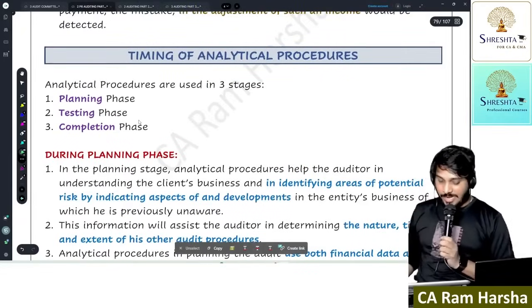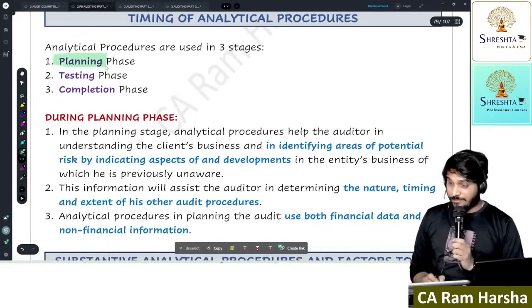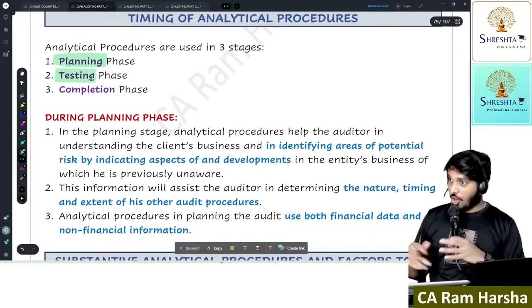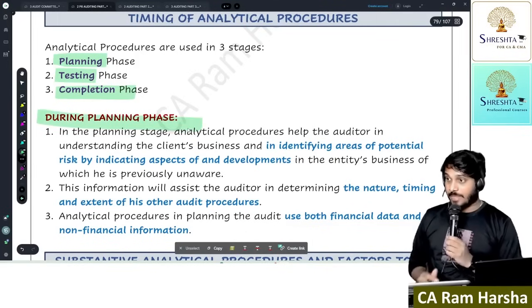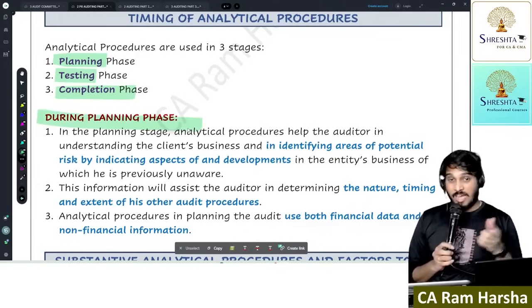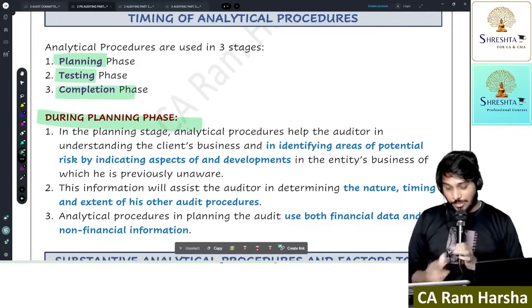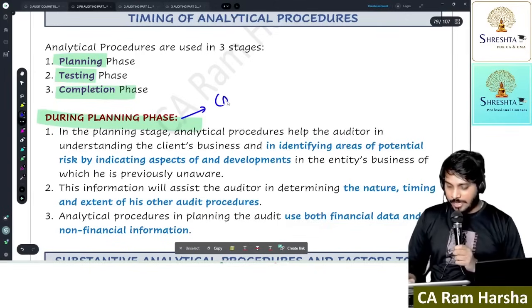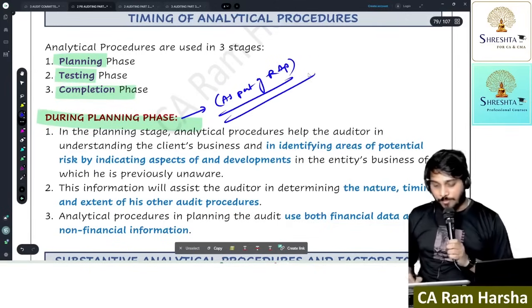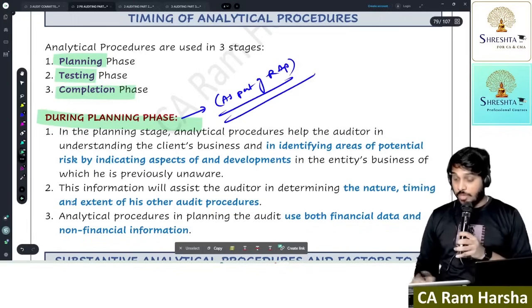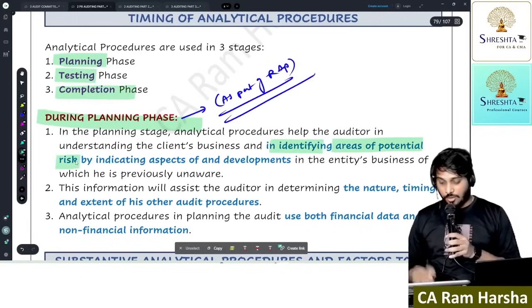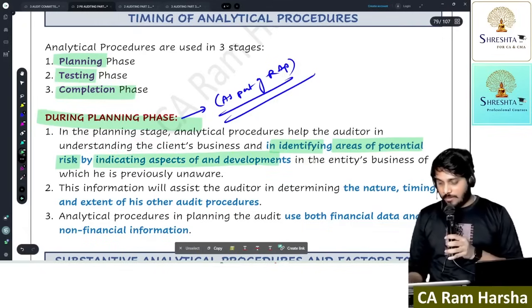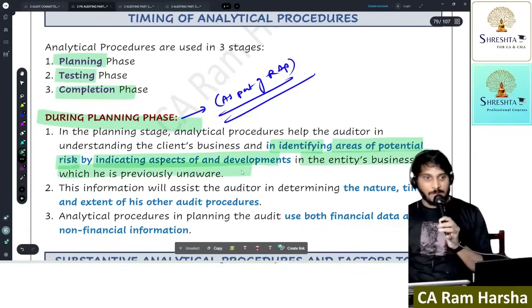Now, when we do analytical procedure, we may do it at the planning phase, we may do it while doing the audit, that is called the testing phase, or we may do it at the completion phase. Mainly at the planning stage, we do analytical procedure as part of risk assessment procedure. Yes or no? Why do I do it at the planning stage? We want to identify areas of potential risk, by indicating aspects of and developments in the entity's business of which we were previously unaware.